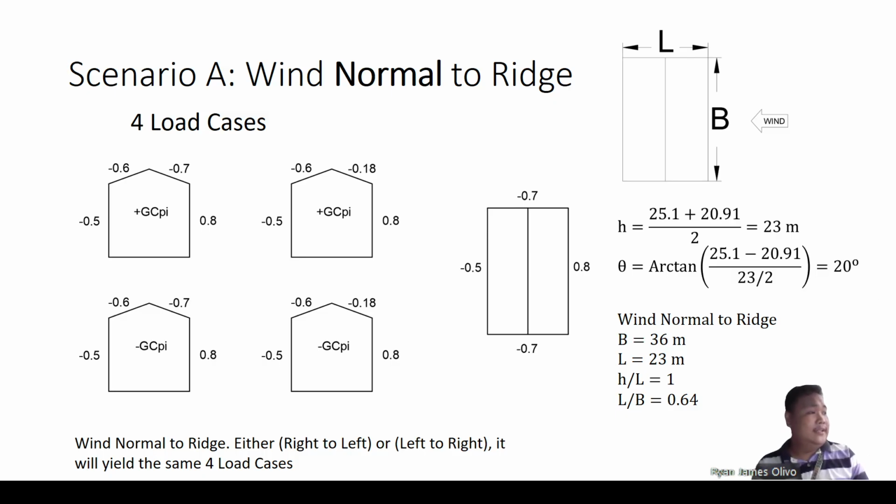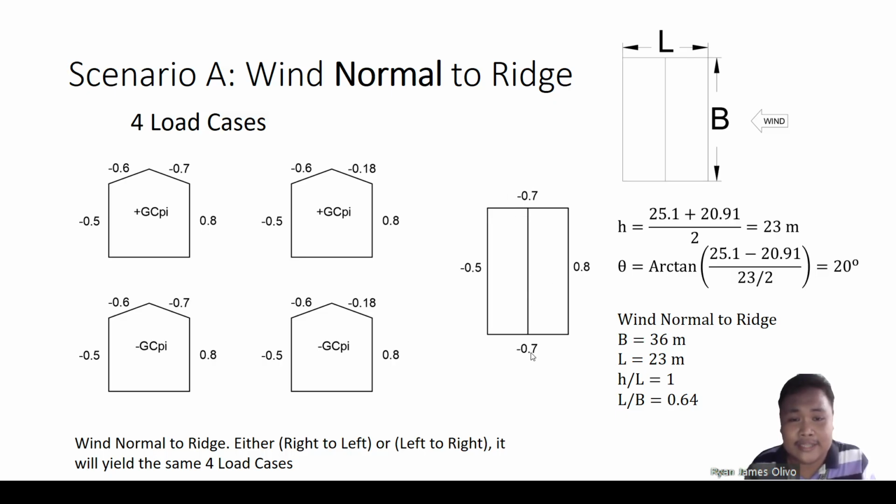Okay, as you can see the answer here, we have negative 0.7 and negative 0.18. The first load case has a negative 0.7 windward roof coefficient and a positive internal pressure. The second load case is the negative 0.18 with also positive internal pressure. The third load case for this wind normal to ridge is a negative 0.7 with negative internal pressure, and lastly negative 0.18 with negative internal pressure, sorry.